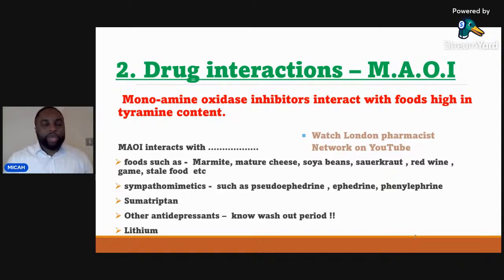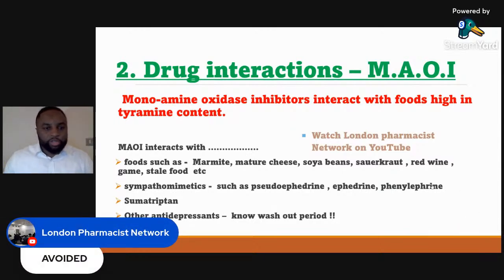So things like pseudoephedrine. If you went to a pharmacy and bought a box of Sudafed, for example, or Actifed, those things tend to contain sympathomimetics. Sympathomimetics like pseudoephedrine, ephedrine, phenylephrine can interact with monoamine oxidase inhibitors. So they have to be avoided. They definitely have to be avoided. Absolutely important for you to avoid them.